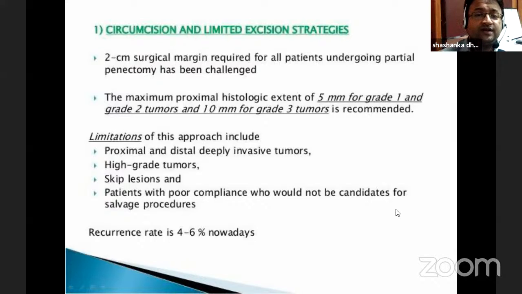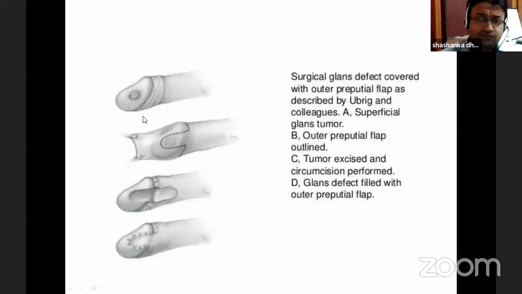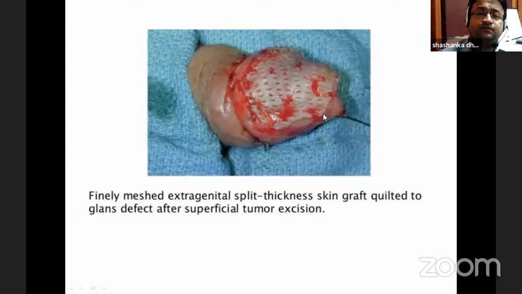And the recurrence rate is quite low after surgical excision. It's only 4 to 6%. So this is a lesion on the glans. This is how the skin is mobilized, and this is how, with the skin, only this much wide local excision of the glans can be done, and then a reconstruction can be performed in this way with the preputial flap. This is a finely meshed split skin graft which has been quilted on the glans defect.